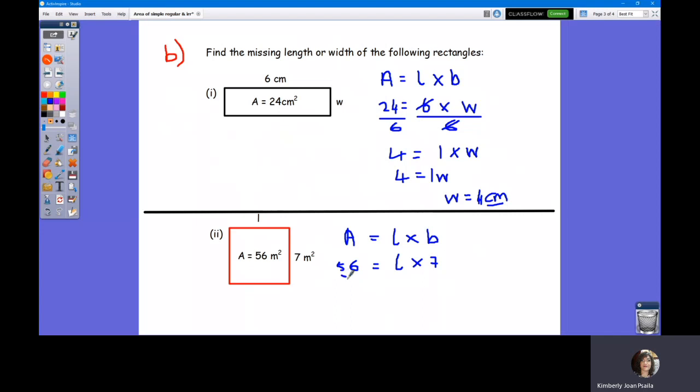So how do we find the length here? We can divide both sides by 7. This crosses with this. 56 divided by 7 gives us 8. Okay, so the length here, L, is equal to 8 meters, because here we are talking about meters.